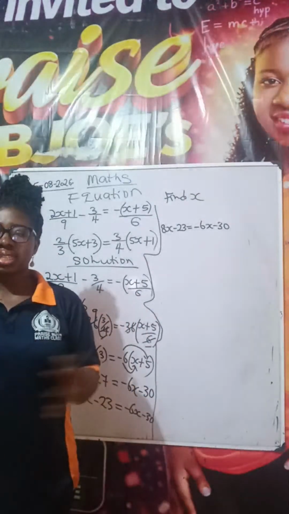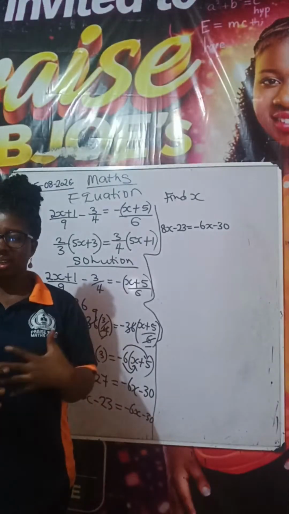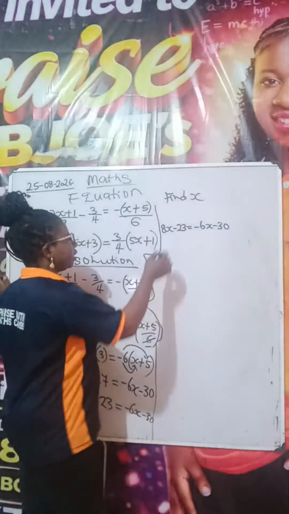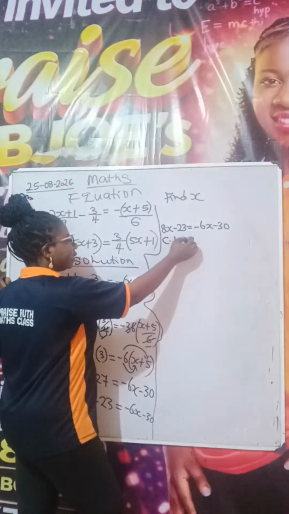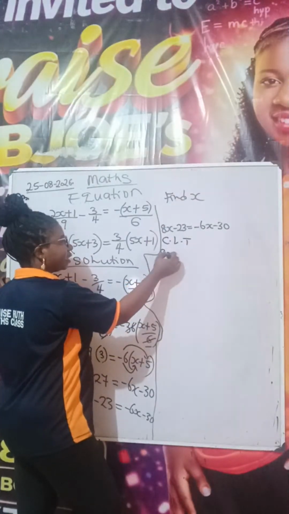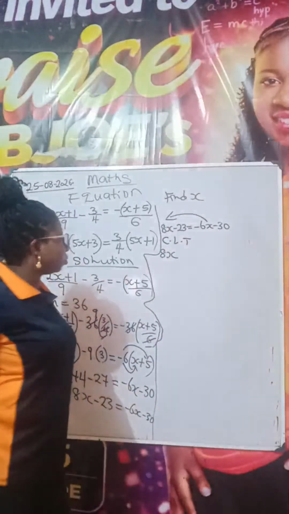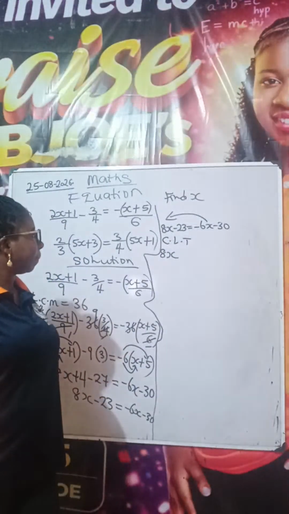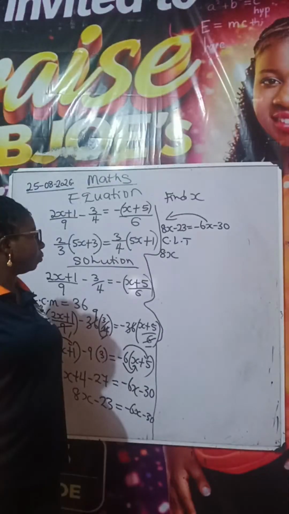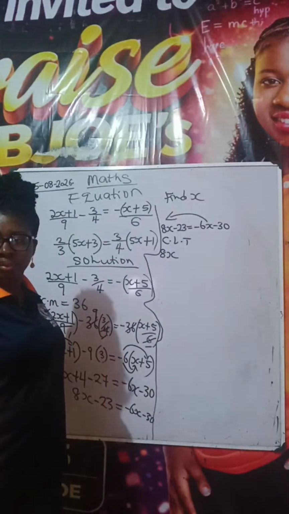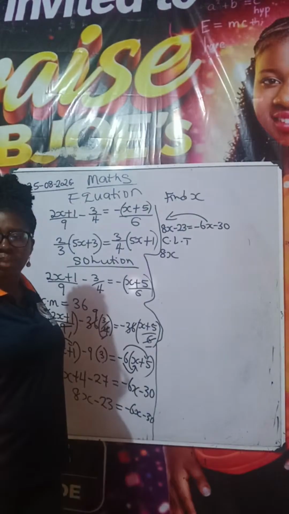We are going to collect our like terms. So collect like terms, and that would be, collect like terms. So we have 8x. I'm bringing 6x here. If I bring 6x, what is it going to be? Is it plus or minus?